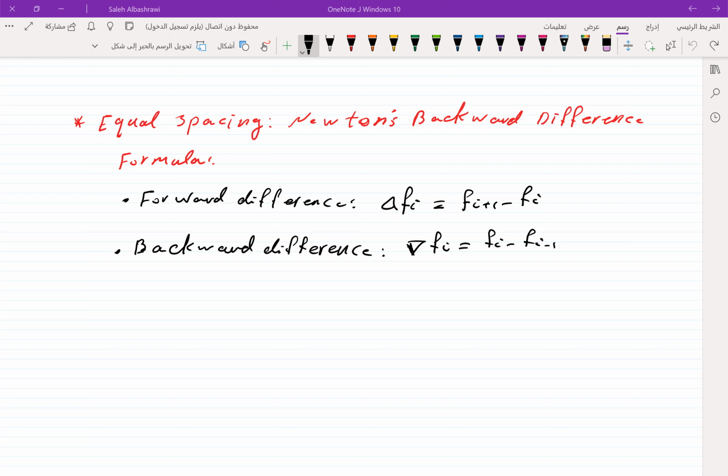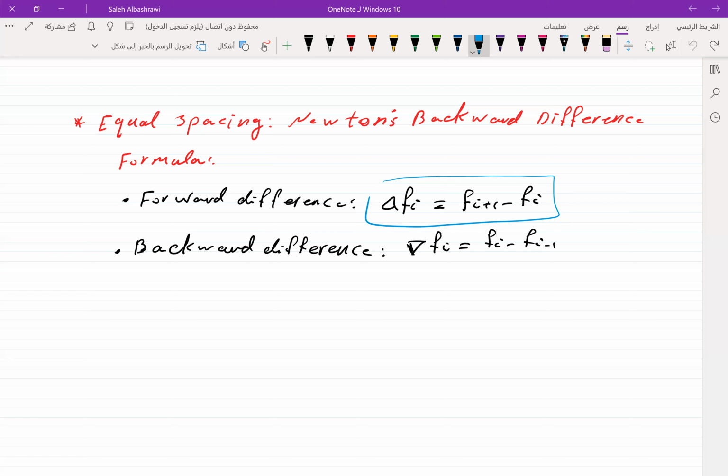For the Newton divided difference, we said that if we have equally spaced data values for x, then we can write the general formula for the Newton divided difference in a special way. And we gave an example for the forward difference last time. And we said that the forward difference is given by delta f_i equal to f of i plus 1 minus f sub i. It means it is the next value minus the current one.